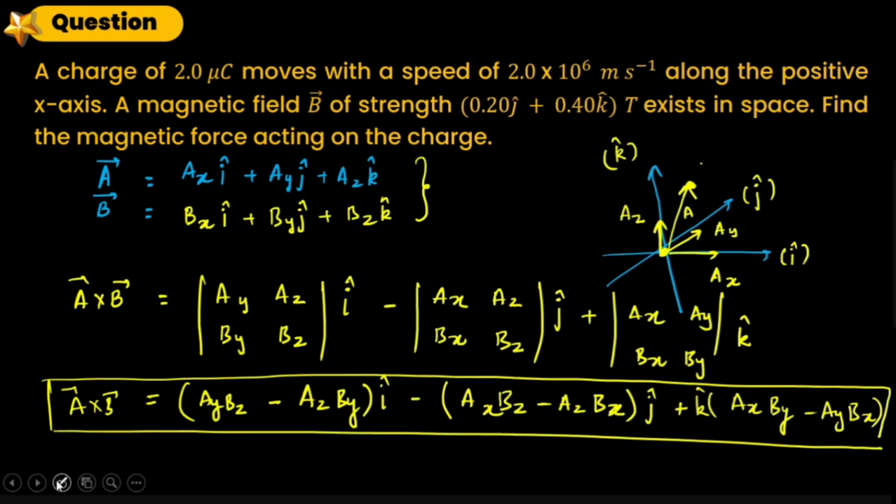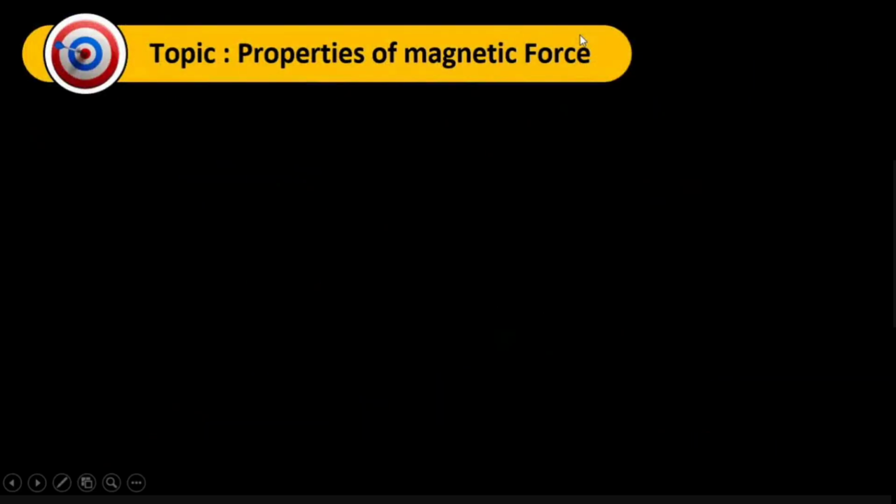Here, what we have been given is a speed v of 2 into 10 to the power 6 meters per second along the positive x-axis. The direction is represented by i cap.